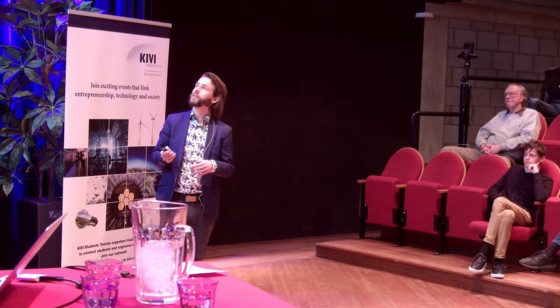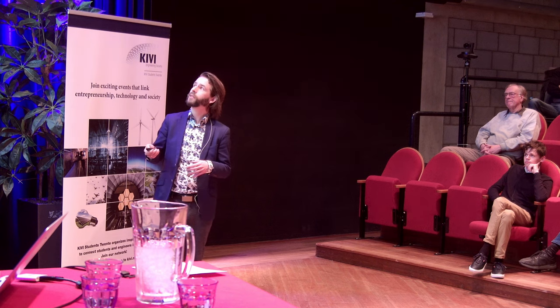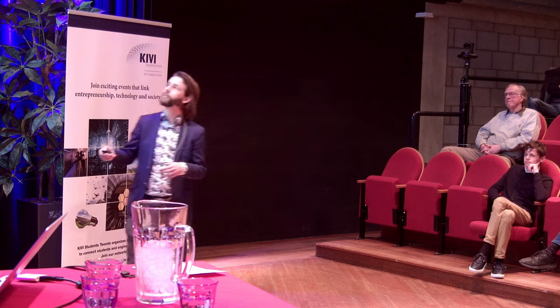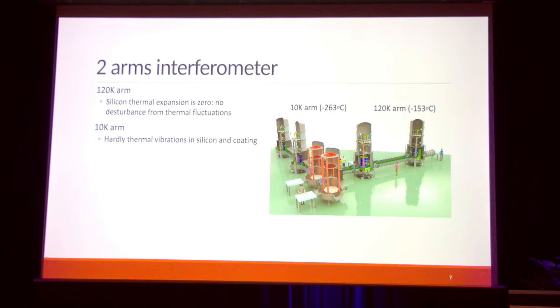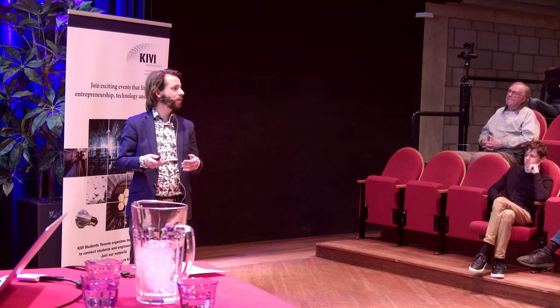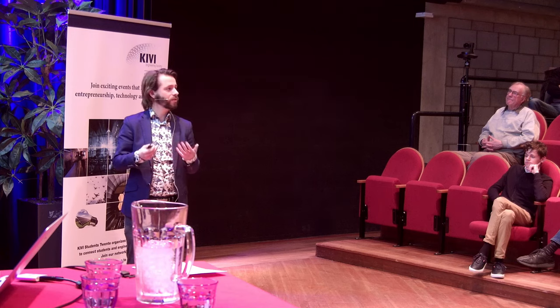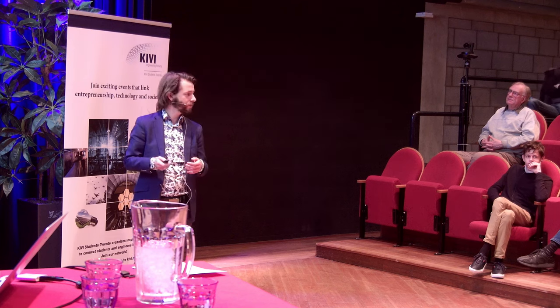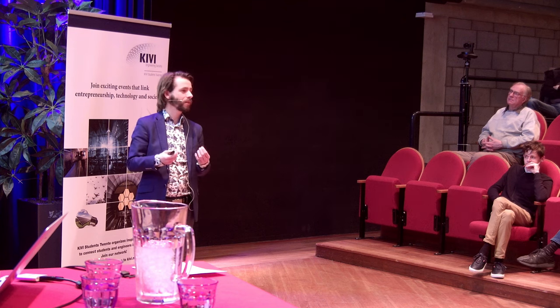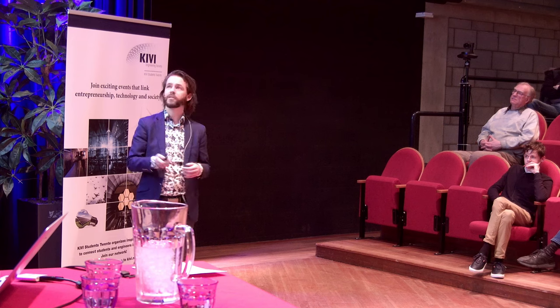And the second arm is the 10K arm, which goes to an even lower temperature. What is nice at this temperature is that there are hardly any thermal vibrations in the silicon, and also in the coating for the optics. These two test arms are basically going to be used to develop and study the quality of the new technology, and also to study the material properties at these different temperatures. That's of course very relevant if you want to develop a very sensitive measurement device.